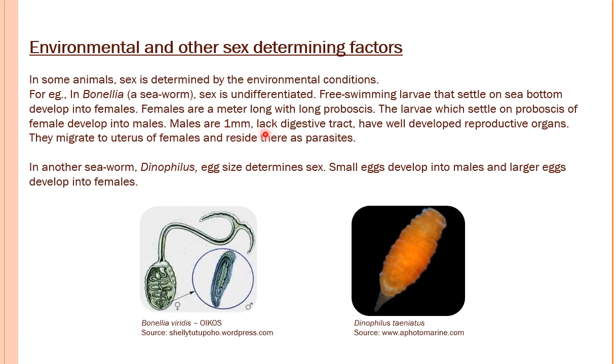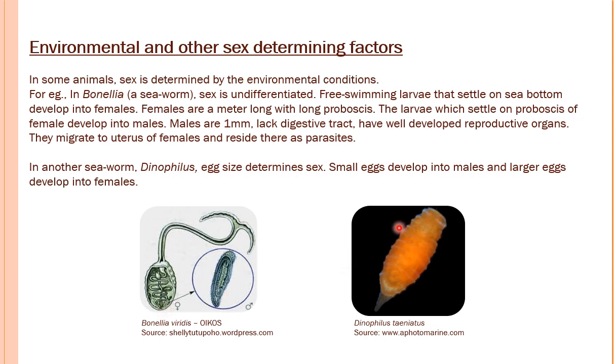Males are 1 millimeter, lack a digestive tract, and have well-developed reproductive organs. They migrate to the uterus of females and reside there as parasites. Here we can see the image of the Bonellia, where this is the female and it has a long proboscis, and this is the male. It resides in the reproductive part of the female.